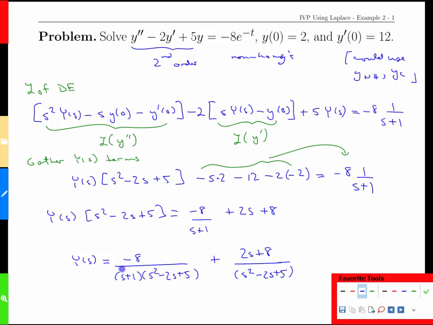And again, by having this transformed version of y, we essentially have the solution, only in its transformed variable s. But if we want to go back to the time domain, we're going to need to use partial fractions to break this up into manageable pieces for the inverse transform.